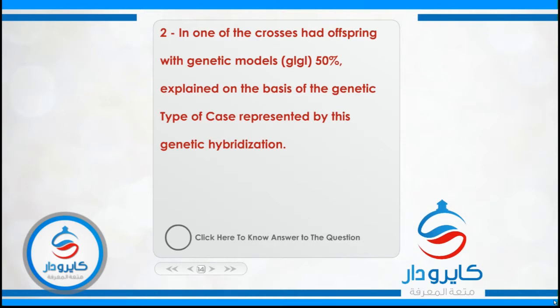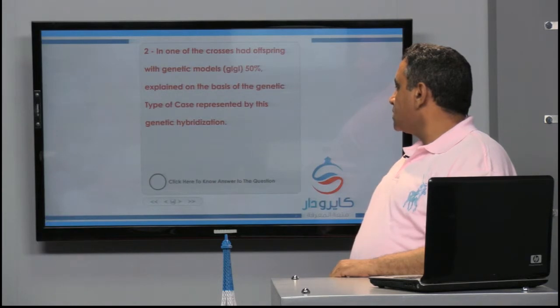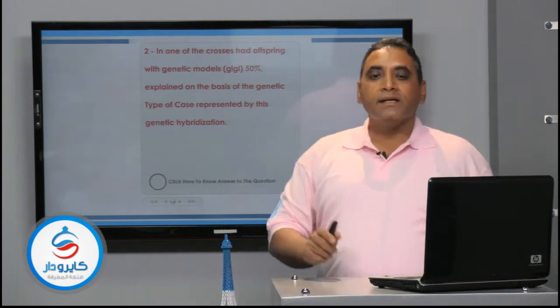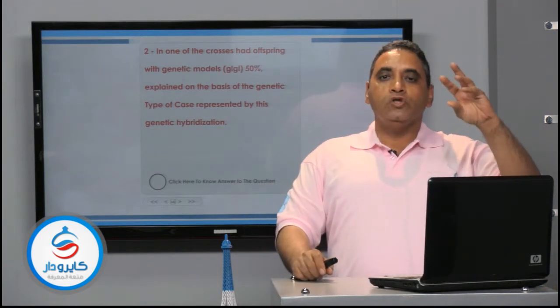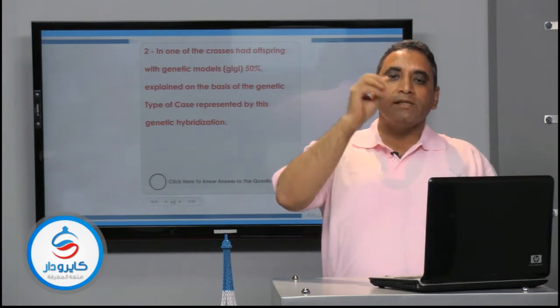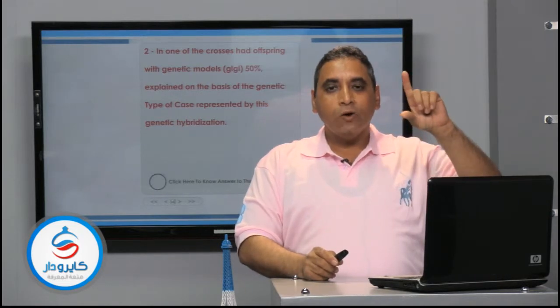Number 2C, in one of the crossings, the offspring with the genetic structure G small, L small, G small, L small appear at 50%. Explain on the basis of the genetic type case represented by the genetic hybridization. We understand that the presence of G small, L small, G small, L small means the case is a complete linkage, because the two genes G small and L small are located on the same chromosome and inherited as one unit.